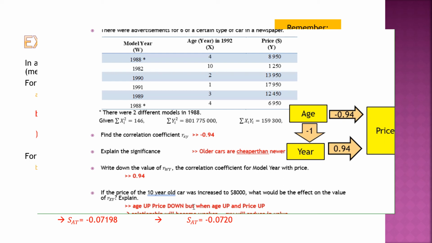If the price of a 10-year-old car was increased to 8,000, what would be the effect? If you go and increase the price of an old car, what will happen? The relationship says when the age goes up, price goes down. But now what's happening here? The age goes up, the price goes up. So this will weaken the relationship because it will behave like an outlier. Understand? So for this part of the question, just replay the video. If you don't know, then just ask me, okay?